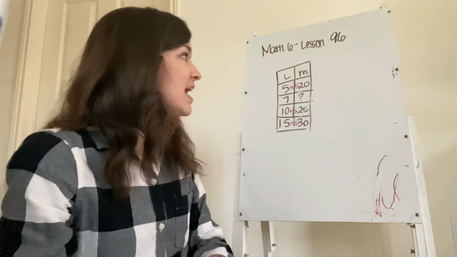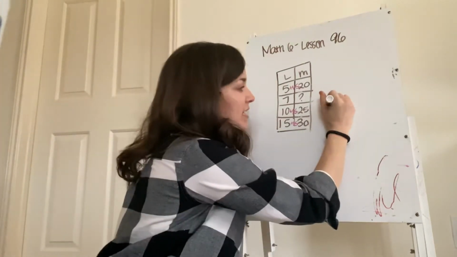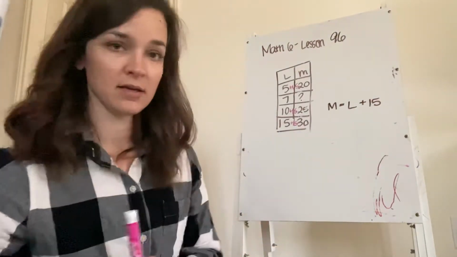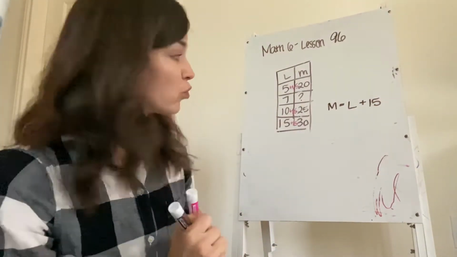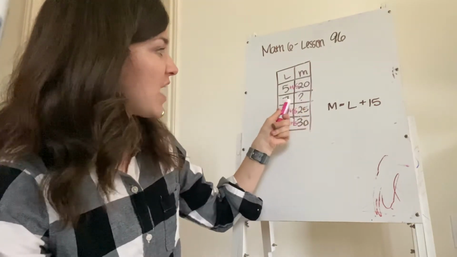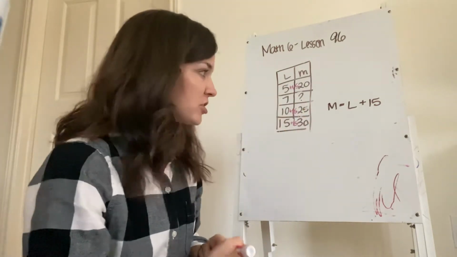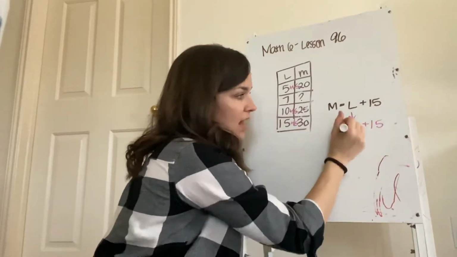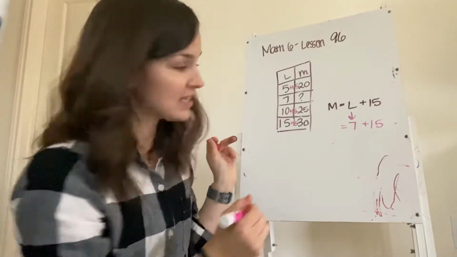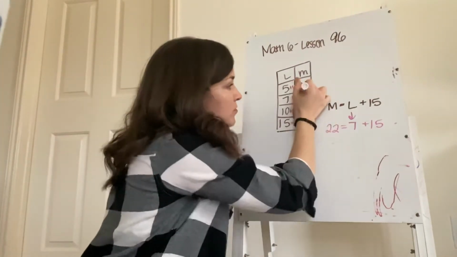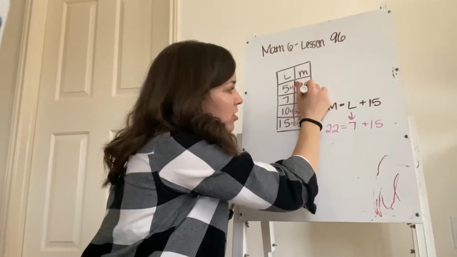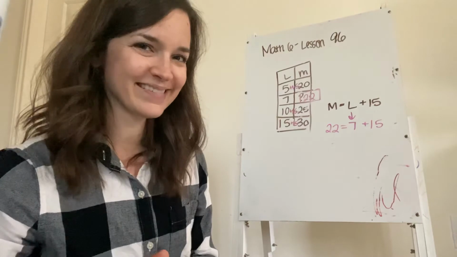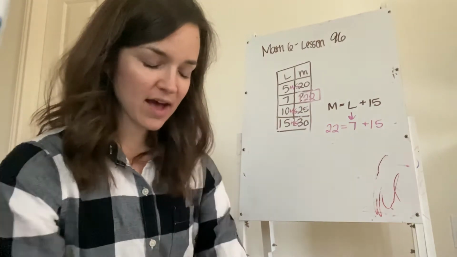So that means that my rule to find M is to add L plus 15, okay? That's going to be my function or my rule. So therefore, if I want to find 7, I can just plug in a 7 here for L, and I know that 7 plus 15 is 22. So that means that my question mark right here is actually 22. Okay? So that's it for that one.